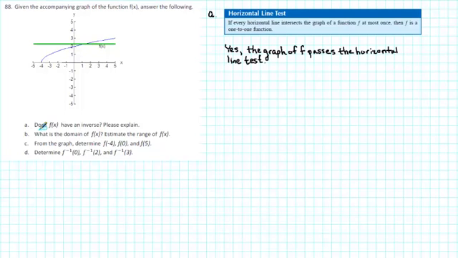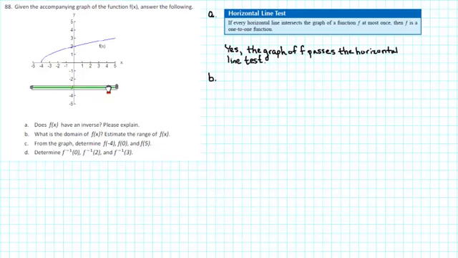For part B, we're asked what is the domain of our function, and also we're asked to estimate the range of our function. Let's estimate the range first. The range is the set of all the y values that are produced by the function. If we draw a horizontal line at y equals -5, we see that that horizontal line does not intersect the graph of the function. Therefore, -5 is not in the range.